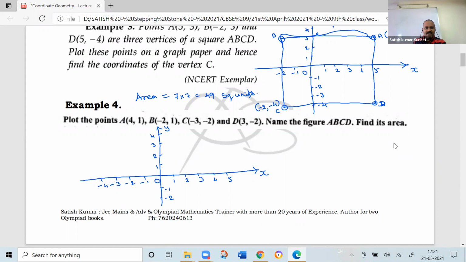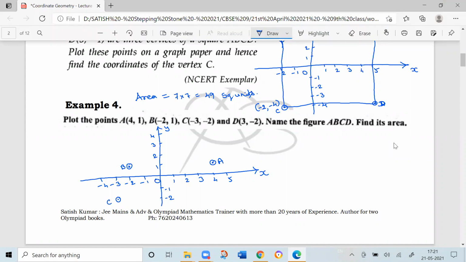Now, A is (4, 1). In which quadrant? First. This is A. Next, B is (-2, 1). Second quadrant. C is (-3, -2). Third quadrant. Is it 24 square units? Tell me the name of the figure first.